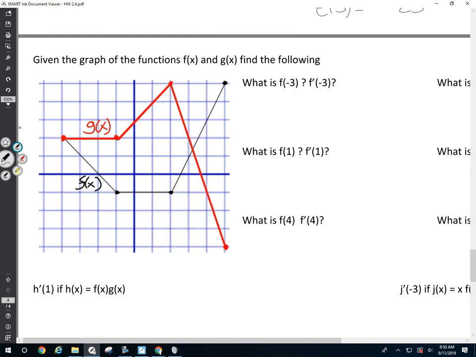Like, what is F of negative 3? Well, negative 1, negative 2, negative 3. F of negative 3 is 1. F prime of negative 3 would be the slope of the tangent. Since this is just a straight line, it's the slope of this line. Slope of this line is negative 1. What is F of 1? Here's 1. F of 1 is negative 1. What is f prime of negative 1? Well, the slope of this line here is 0. F of 4. 1, 2, 3, 4.